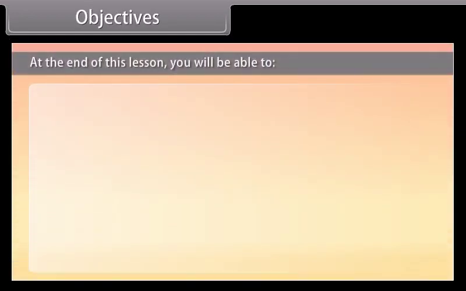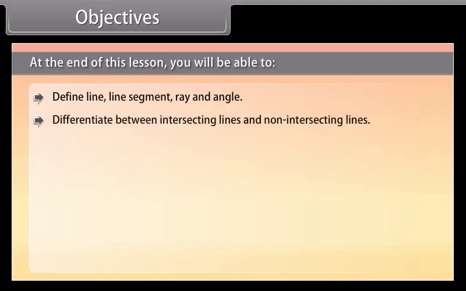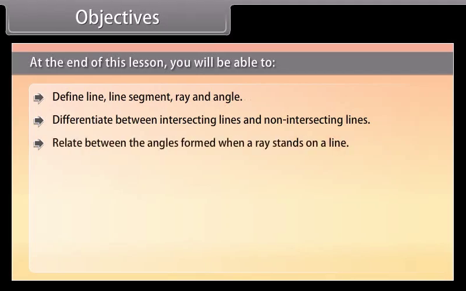At the end of this lesson, you'll be able to define line, line segment, ray and angle. Differentiate between intersecting lines and non-intersecting lines. Relate between the angles formed when a ray stands on a line. Write the axioms based on pairs of angles.